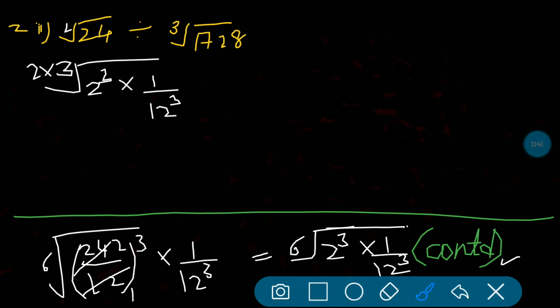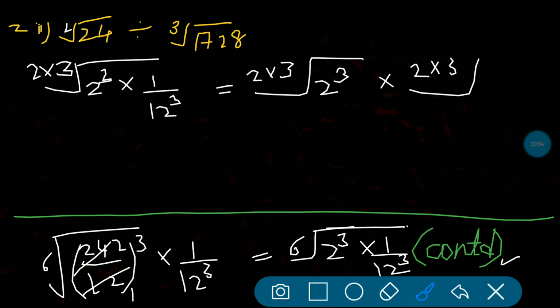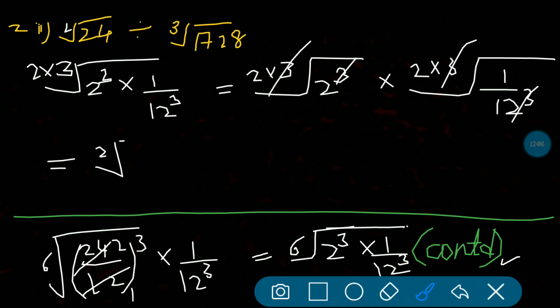Okay, now what is going to happen? This 3 and 3 can be cancelled, but you can't simply cancel, right? 2 into 3 separately you have to cancel. 2 cube multiplied by 2 into 3 for the 1 by 12 cube. Now you can cancel out the cube root and cube. Now what is left out? Second root of 2 multiplied by second root of 1 by 12.